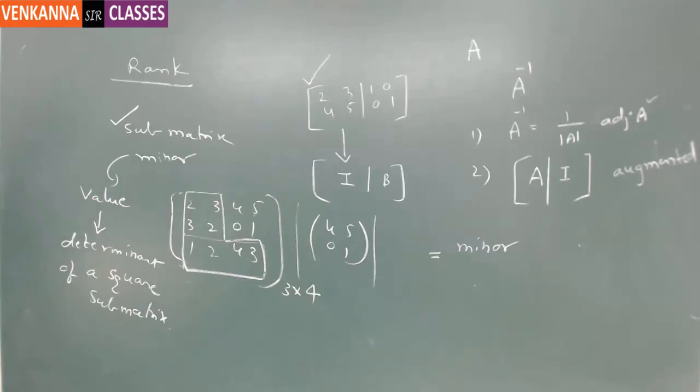So you can take any square submatrix of order 1, order 2, order 3, that is up to you. If you take any square submatrix and calculate its determinant, it is called a minor. Okay? The same thing is applicable to a square matrix also. Any questions, please?